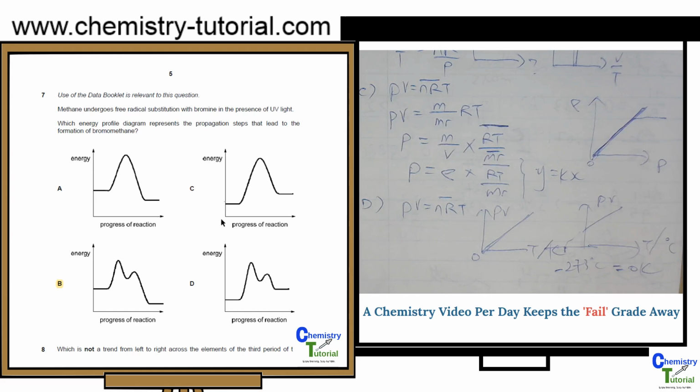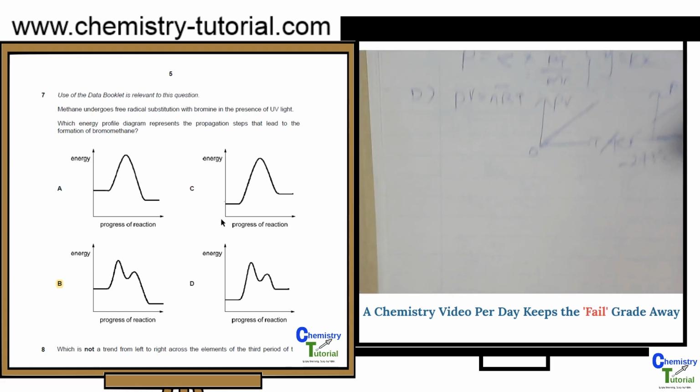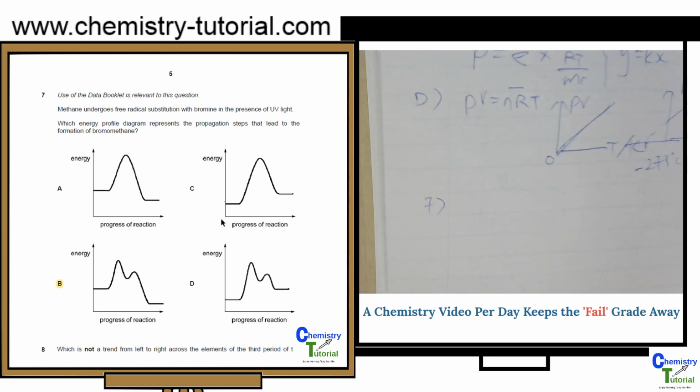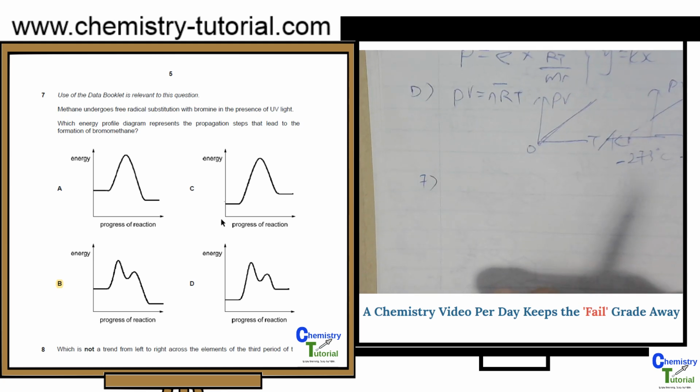Let's look at the next question, which is question 7. Use of the data booklet is relevant to this question. Methane undergoes free radical substitution with bromine in the presence of UV light. Which energy profile diagram represents the propagation steps that lead to the formation of bromomethane?